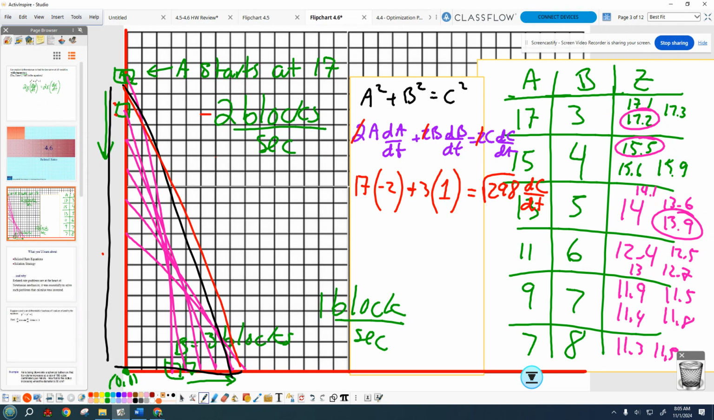So negative 34 plus 3. So the cop car is closing in on the bad guy car at whatever that rate is, negative 31 over square root of 298. So you can figure out, if you had 5 seconds to catch him or whatever, will he be caught in 5 seconds, 10 seconds, 20 seconds? How long does it take? You can calculate that out. This is related rates.